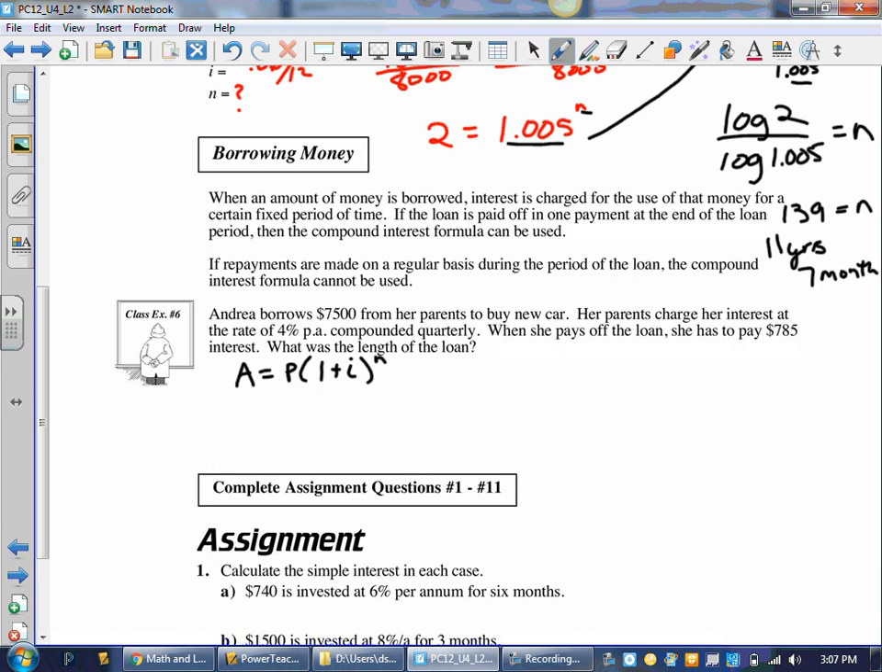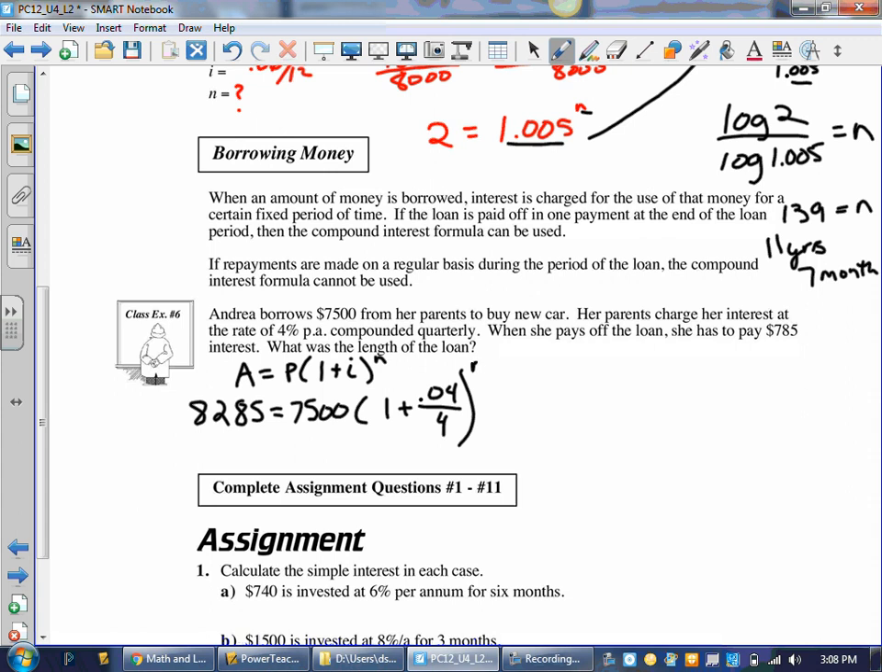Well, $7,500 plus her $785 leaves her going to have to pay $8,285 back. Okay, what was the P? Well, that's the initial amount that she borrowed. The 1 plus, what's the i? Well, 4% compounded quarterly is going to be 0.04 divided by 4. And then how many times is it going to be compounded? Well, 4 times every year. We don't know how long it's going to be, so we're just going to keep that in our mind.